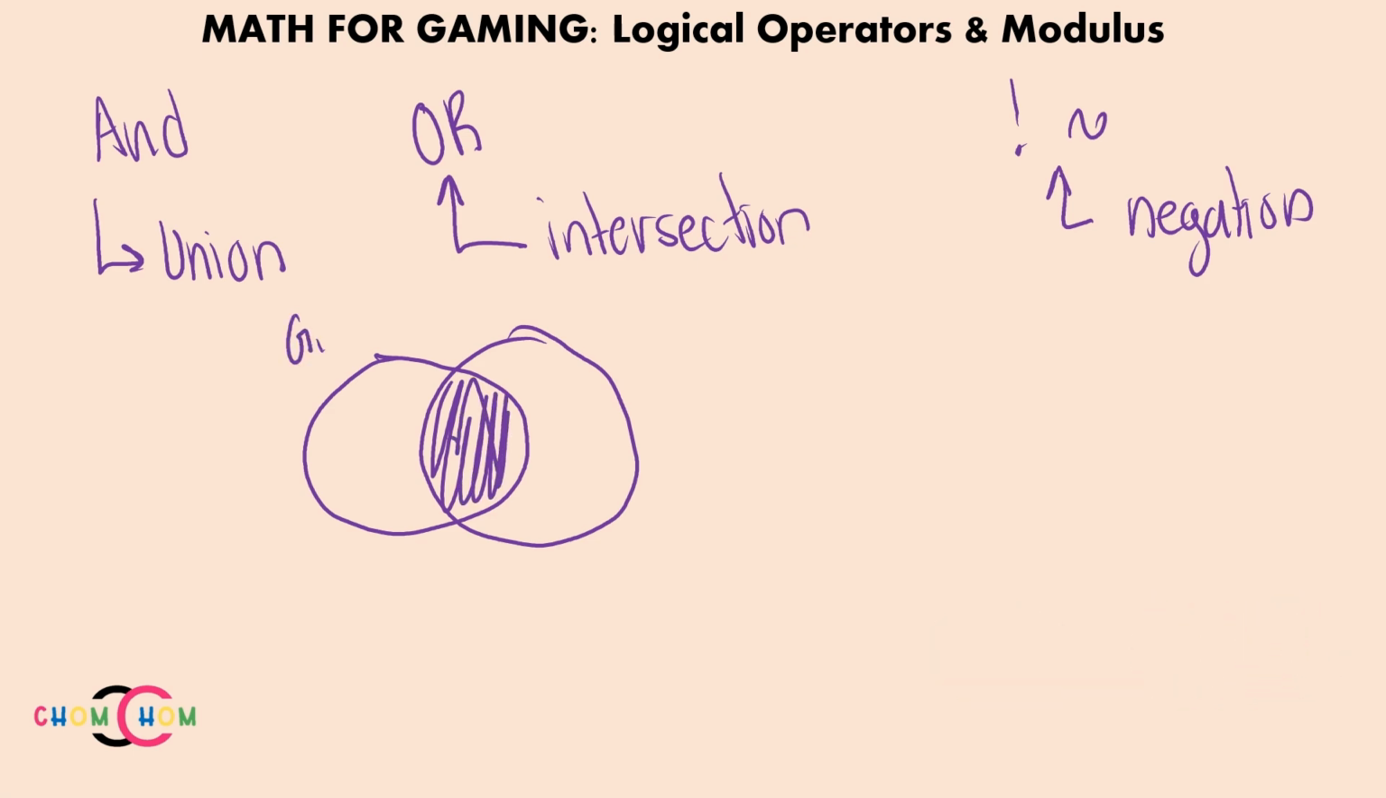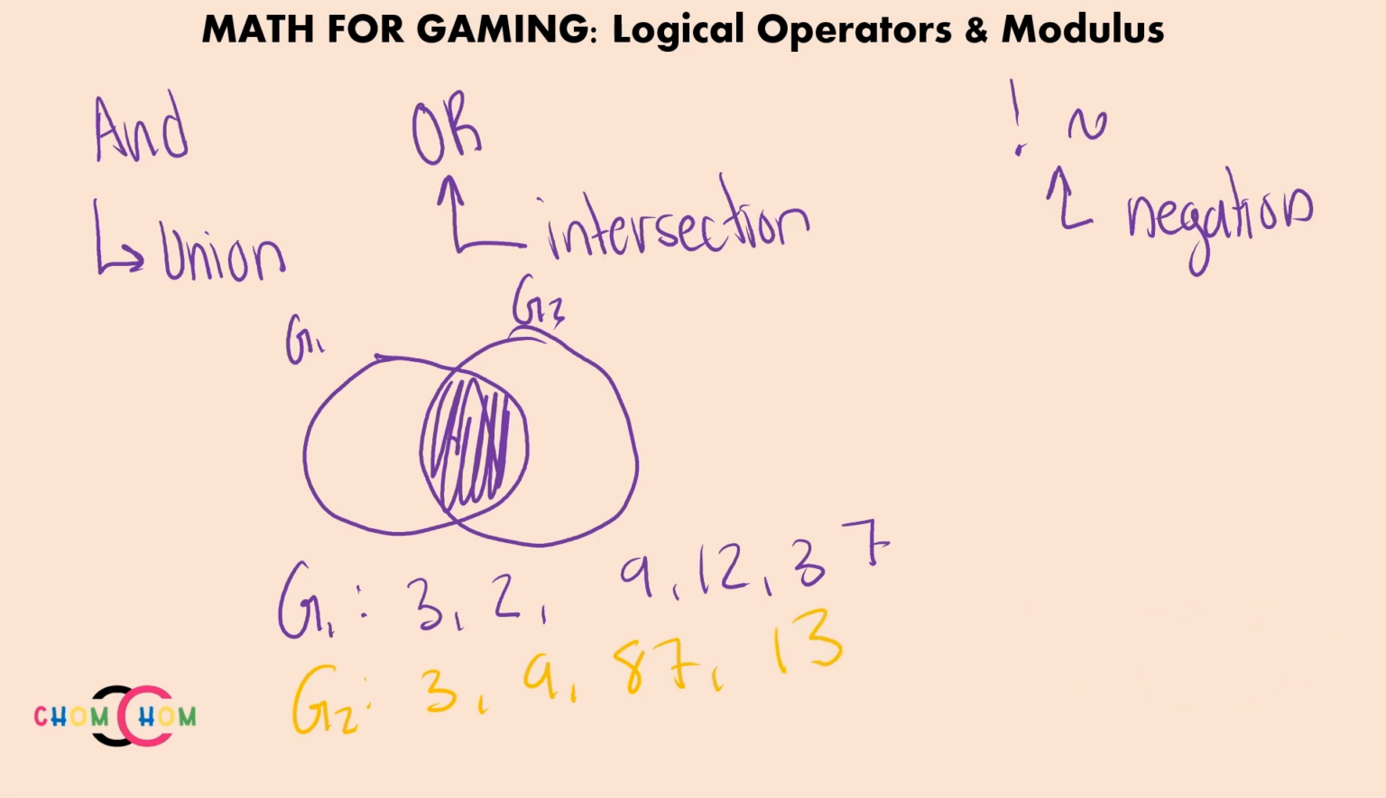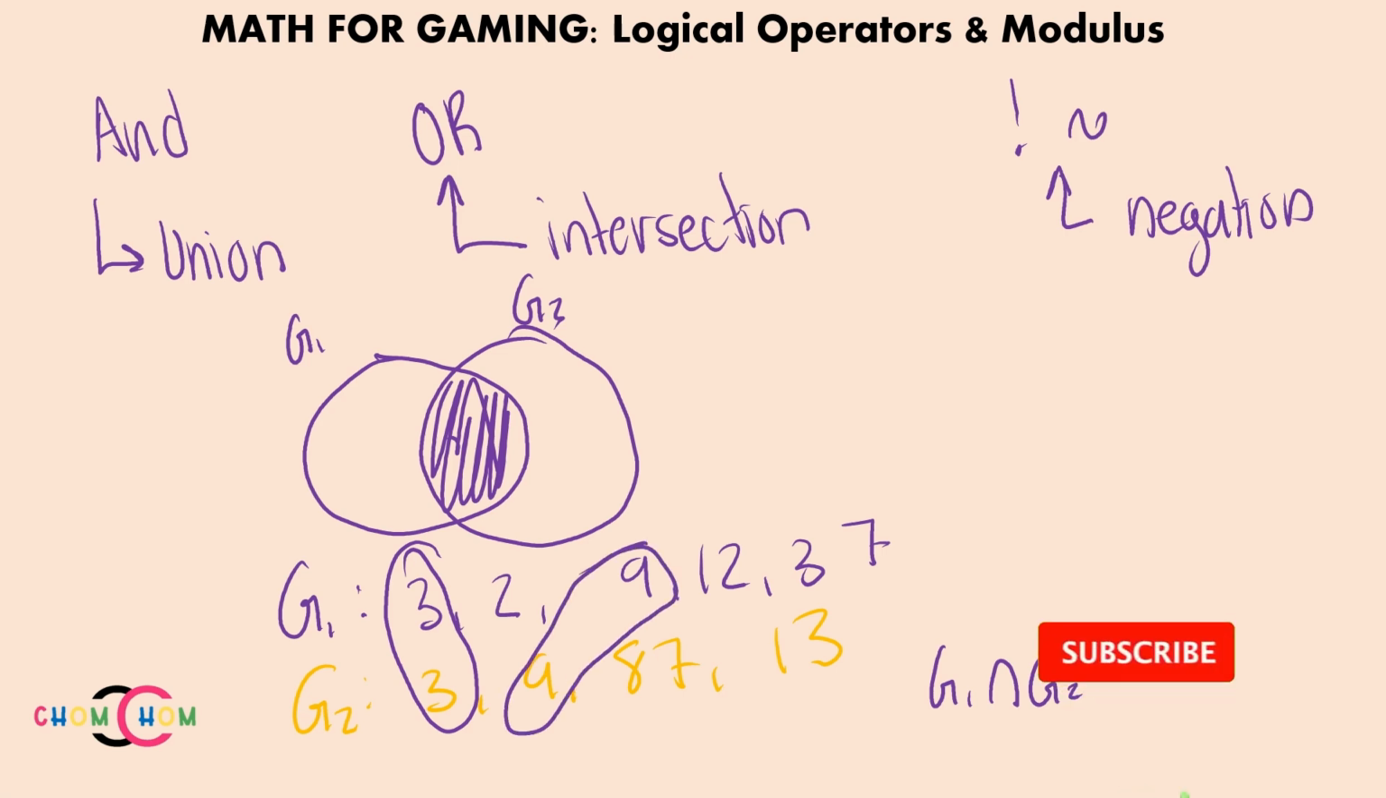So say we have G1 again, and we have G2 again. In G1, we have 3, 2, 9, 12, 37. And then in group 2, G2, we have 3, 9, 87, 13. So if we wanted to take the intersection of these, denoted G1 upside down U G2, we would get just what they have in common. What they have in common is 3 and 9, and the rest are different terms. So we would just write 3 and 9. So intersection is just what they have in common.